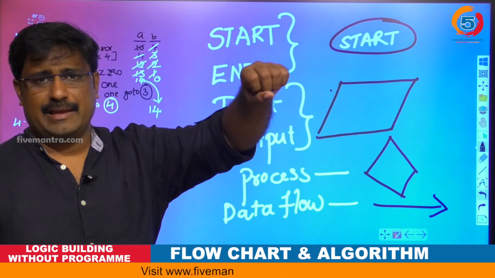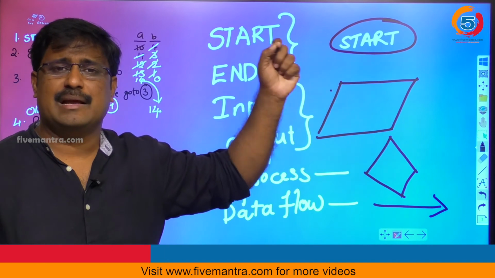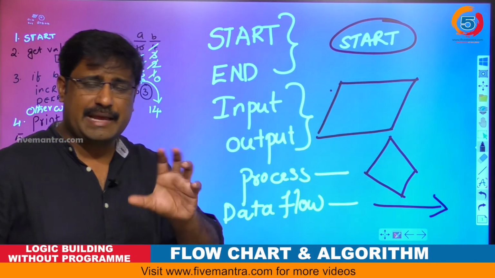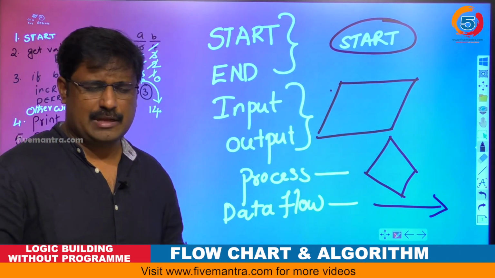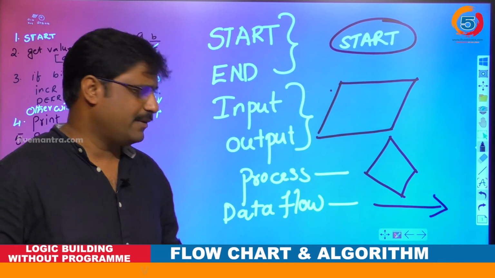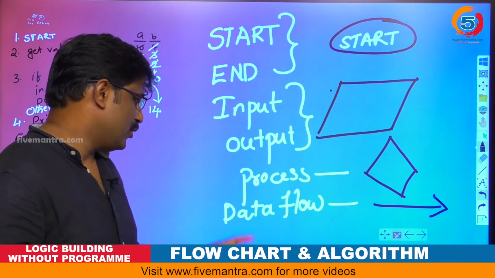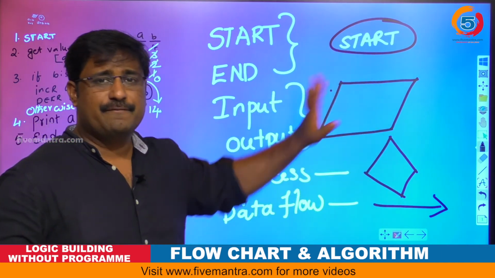Okay, whenever the symbol is available, it explains that it is an input and output process, and it is a process which will be taken by the processor. Means your arithmetic logic unit or control unit we have in a programming environment in a CPU, that process will be involved in this one. Okay, and next, data flow will be in this direction. Totally 5 symbols we have.